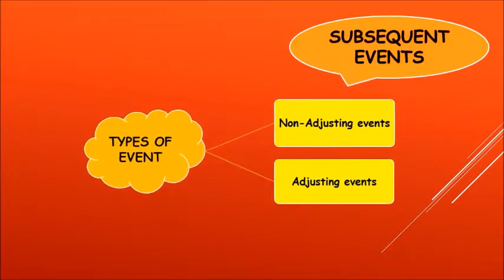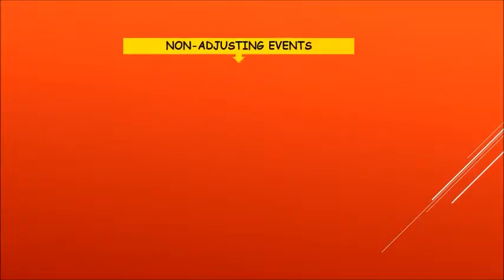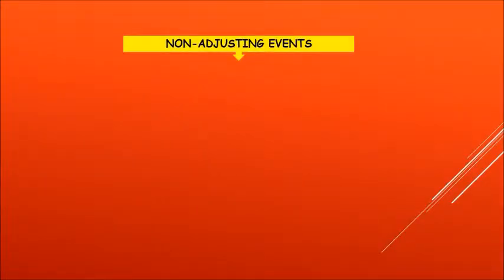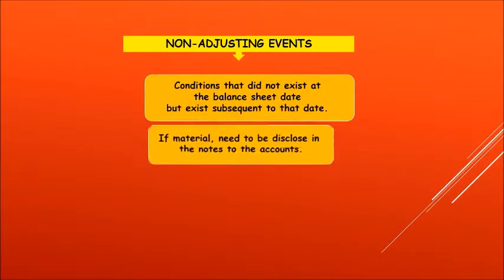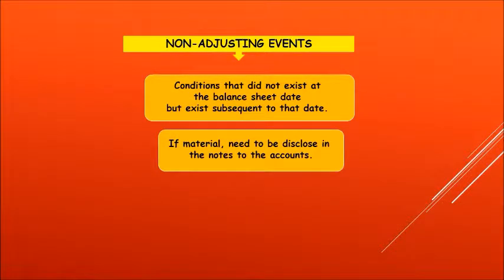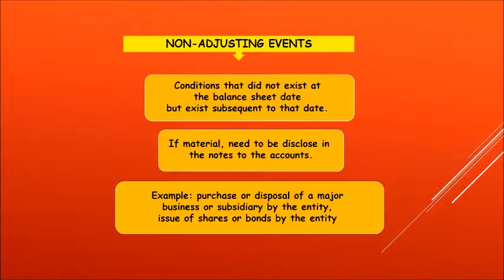There are two types of subsequent events. First, non-adjusting events. Second, adjusting events. Non-adjusting events refer to conditions that did not exist at the balance sheet date but exist subsequent to that date. If material, they need to be disclosed in the notes to the accounts. For example, purchase or disposal of a major business or subsidiary by the entity, and issue of shares or bonds by the entity.